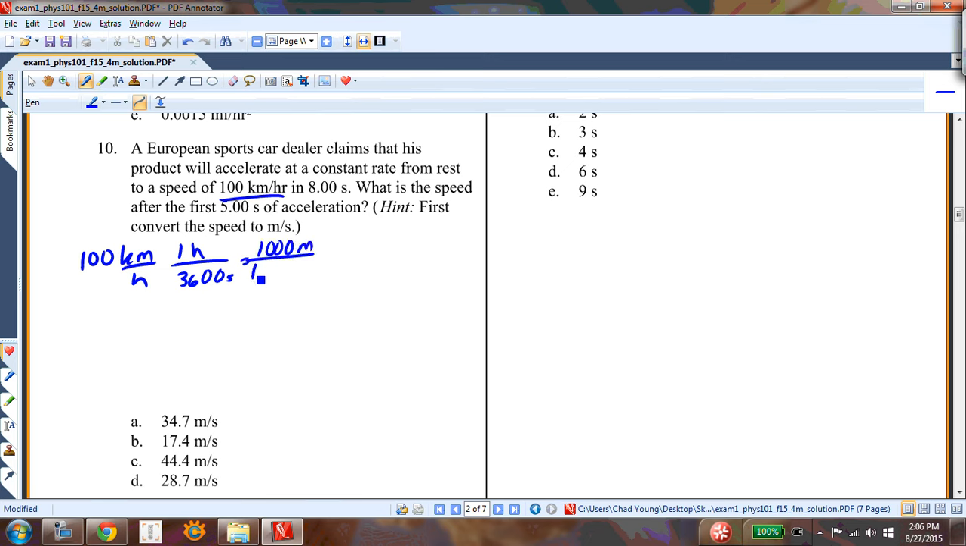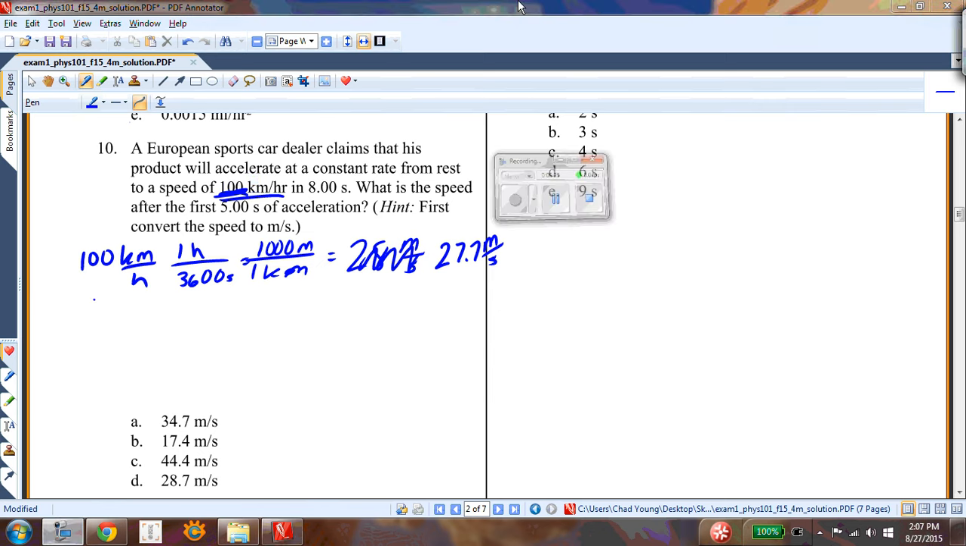1,000 meters in 1 kilometer. So that's 100 times 1,000 divided by 3,600. I get 28 meters per second. I'm keeping one additional sig fig there. We'll just hang on to it for a little bit. Actually, no, let's see. I'm going to keep this as 27.7 meters per second, and then I'll come back and put this with 3 sig figs. Pause here for just a second.